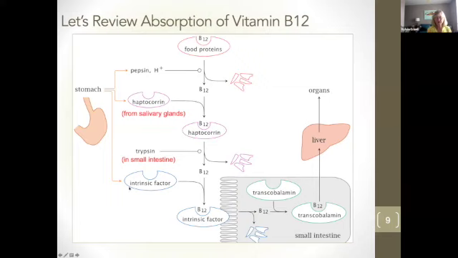Now, what if your stomach doesn't make intrinsic factor? So let's say acid's good, or you took a supplement and here's your supplement. It came from a B12 supplement and you don't have intrinsic factor. What's going to happen?